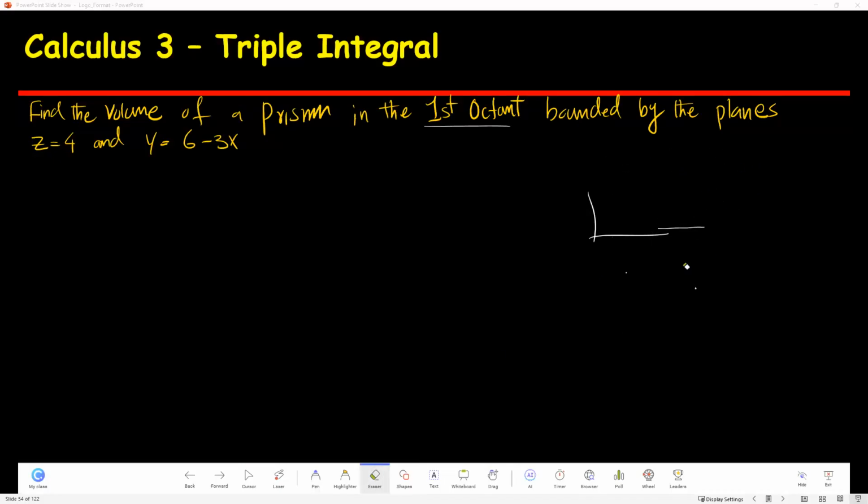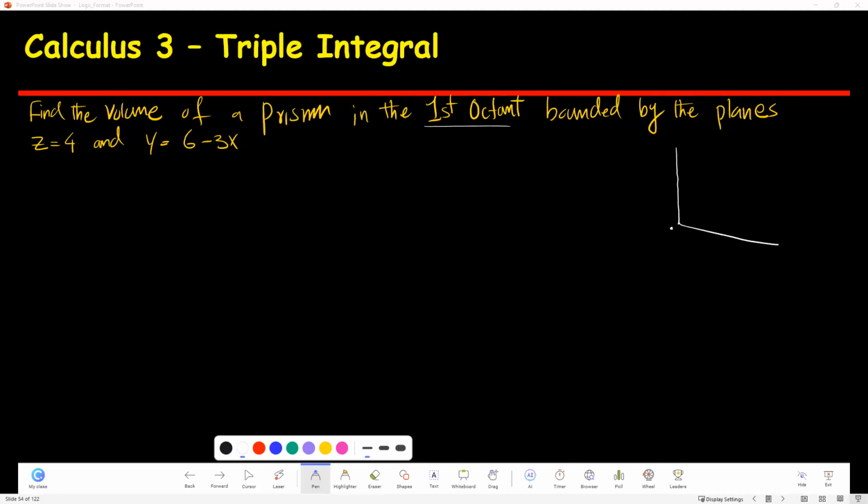So what I'm going to do is draw the diagram. Since I'm only talking about the first octant, I'm going to focus on this one. This is my y, this is my x, this is my z. I have two limitations given. z goes up to z equals 4, and there is a plane in the front. So my prism is going to look pretty much like this.